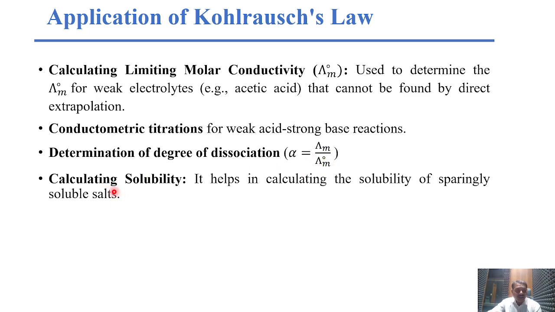Another application is calculating the solubility. So it helps in calculating the solubility of sparingly soluble salts. The salts which are not easily soluble in water are called sparingly soluble salts. Therefore their solubility can be measured by using this Kohlrausch law, by measuring the conductance of that solution. From this conductance we can determine the solubility of this sparingly soluble salt.